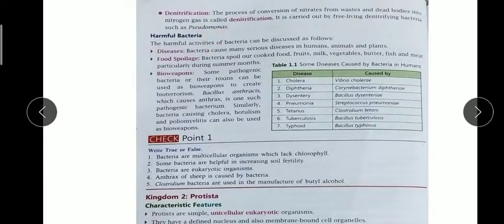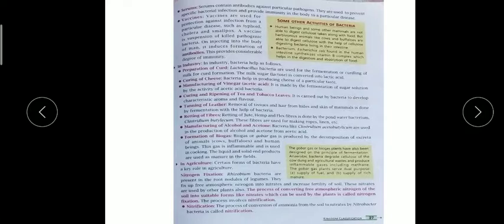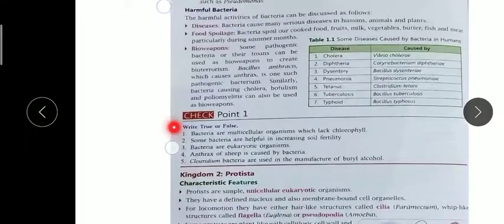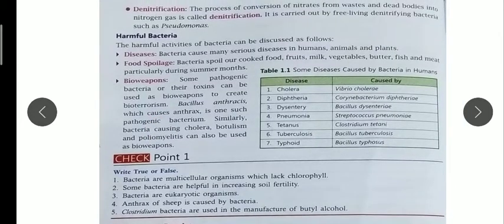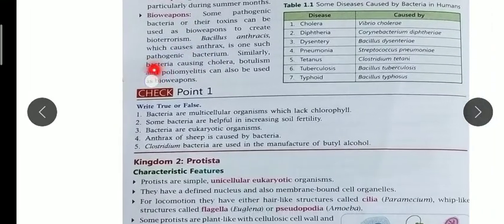Now, all these were the beneficial, useful bacteria, and some are harmful bacteria. They cause bacterial diseases. Bacteria cause diseases in plants, animals, and humans. Bacteria can spoil our cooked food, fruits, milk, vegetables, butter, fish, meat during the summer months, so we should preserve the food in the refrigerator. Then bacteria can act as bioweapons also. These bioweapons can create bioterrorism.